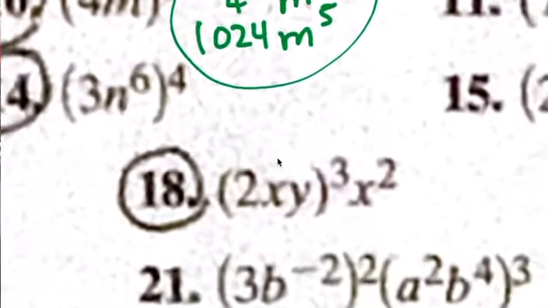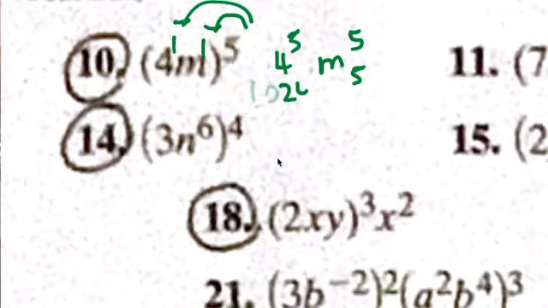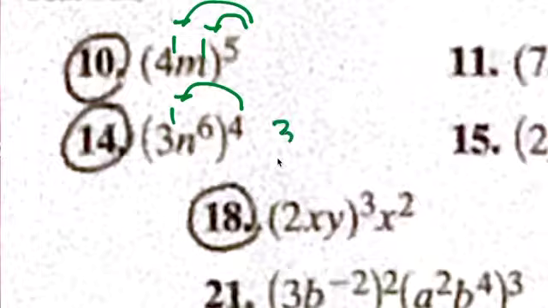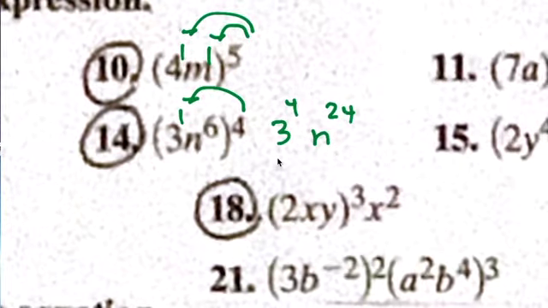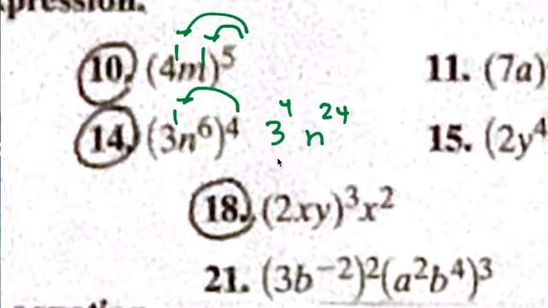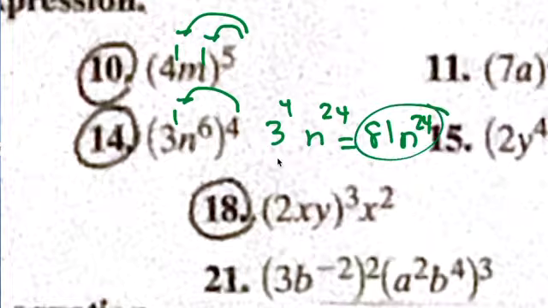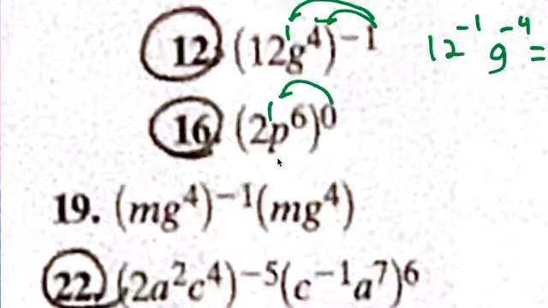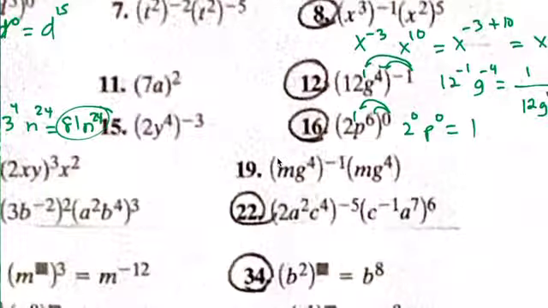Number 14. It's an invisible one. Distribute 3 to the 4th power and n to the 24. So that's your answer, right? You don't need to make it a fraction. Basically, 81 n to the 24th power. That's your final answer. Number 16, your answer is 1 because anything to the 0 power, 2 to the 0 power and p to the 0 power, are both 1. 1 times 1 is 1.